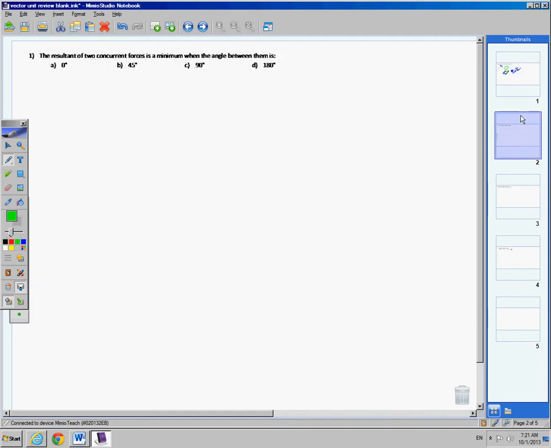For the next one, I don't know why it's just saying 1. We're just going to put a 2 there. They all say 1. The resultant, that's key, of 2 concurrent forces is a minimum when the angle between them is. Well, concurrent means acting at the same time. So here's an example. Here are 2 vectors, we'll call this A and B, acting on the object, whatever this point is here, at the same time. We know it's not in tip-tail format, so I must move one of these. And that gives me my resultant of that one.